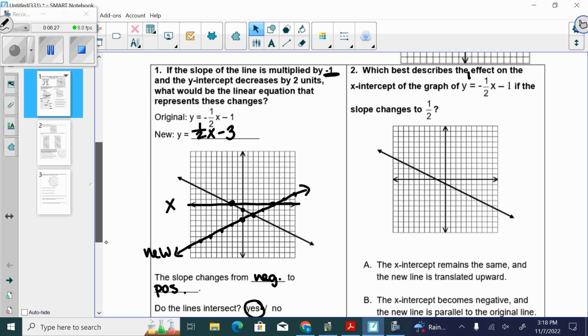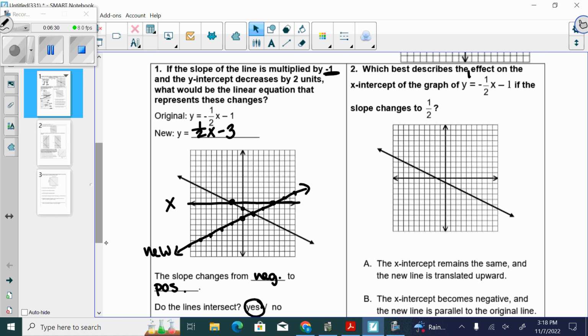Okay. Number 2. So this one says, which best describes the effect on the x-intercept of the graph? So this was the original. If the slope changes to 1/2, so now I'm going to have y equals, instead of -1/2, what they say to change it to? +1/2. Did they say to change anything about the y-intercept this time? No, so it's still going to be -1. Okay, so it still starts at -1, but now instead of going down 1 and over 2, we're going to go up 1 and over 2. Good.